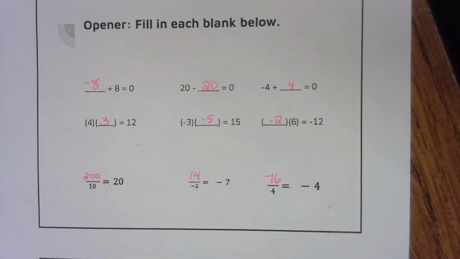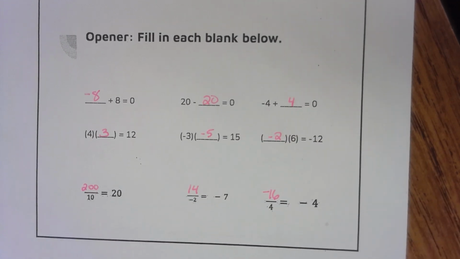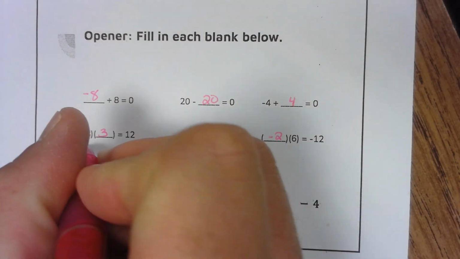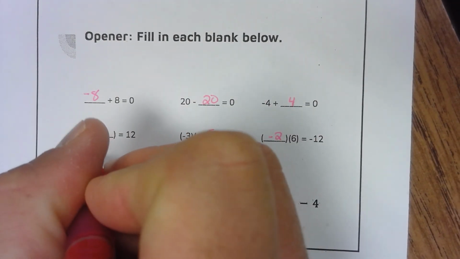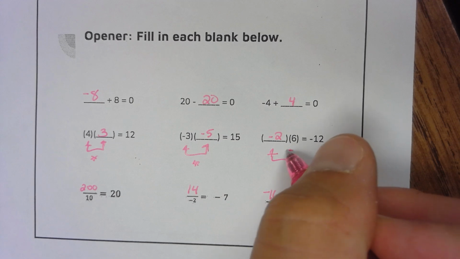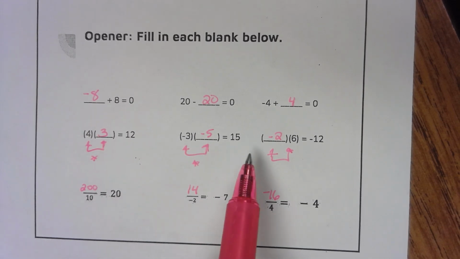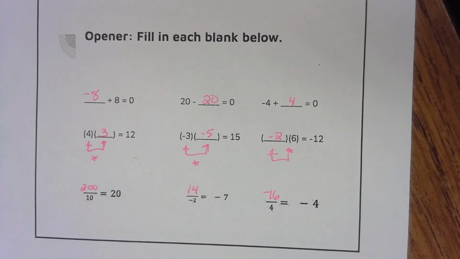Okay, so for the first one, -8 plus 8 is 0. 20 minus 20 is 0. -4 plus 4 is 0. The adding and subtracting should be fairly straightforward. Then when we write parentheses next to each other like this, it is multiplication. So now the math fact we're trying to think about is what times what gives us the value we're getting at. 4 times 3 is 12. -3 times -5 is 15. -2 times 6 is -12. The sign there is really important. If you can get to the number, great, but we need to be able to get to the positive or negative value as well.